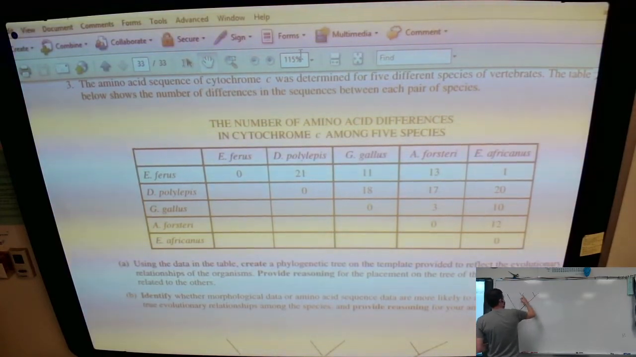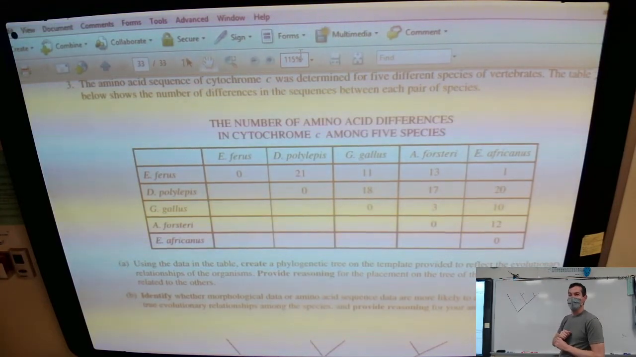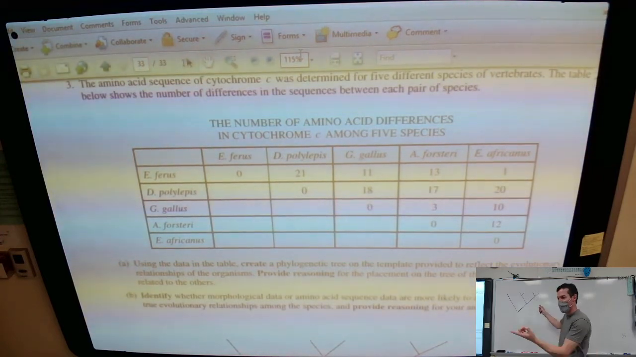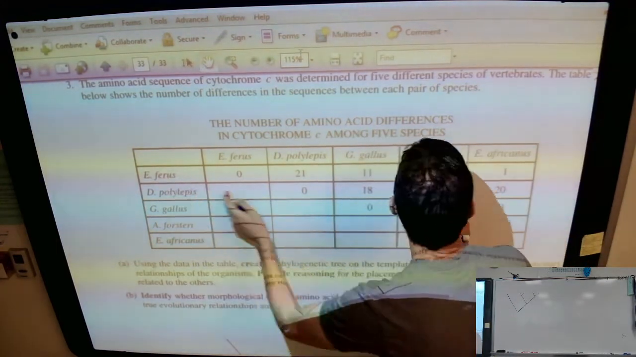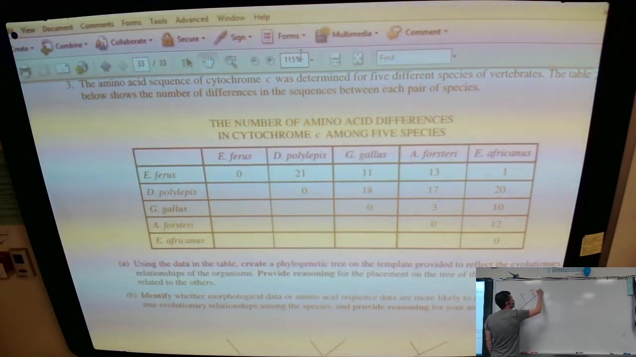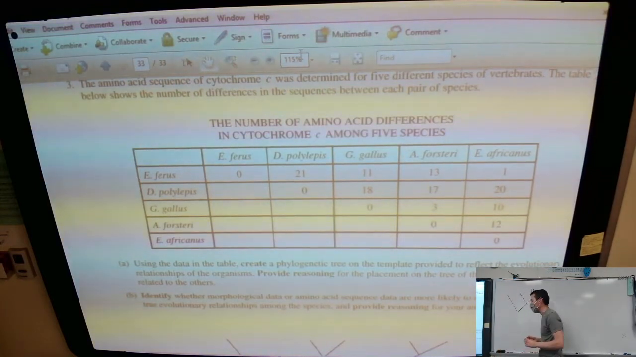So if I'm putting them over here, where would I put them? Okay, did you say far right? Okay, so let's say I put EF and EA. Okay, who's the next most closely related?